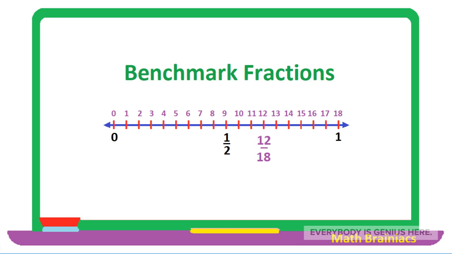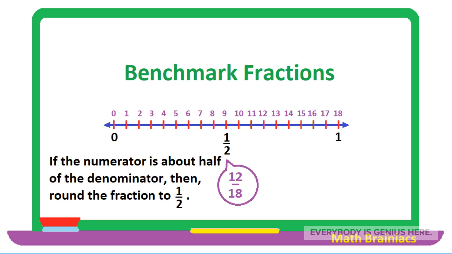However, if our example is 12/18, 12 is the number of parts taken and 18 is the total number of equal parts. Accordingly, if the numerator is about half of the denominator, then we are going to round the fraction to 1/2.